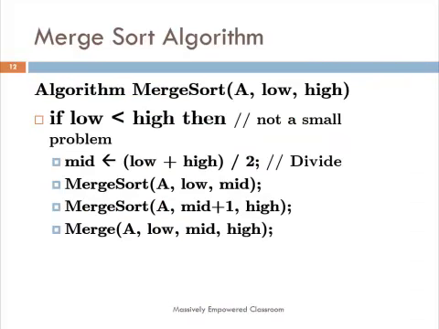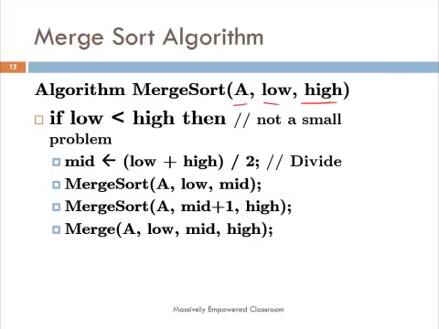So the overall algorithm for merge sort itself is very straightforward, since we already understand how divide and conquer works. You're given an array A which goes from low to high. If low is less than high, that means there is more than one element. It's not a small problem. If low equals high, there is only one element, so it is already sorted, nothing to be done.